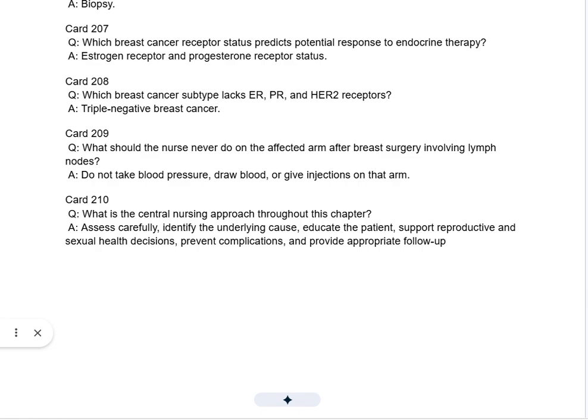Card 210Q. What is the central nursing approach throughout this chapter? A. Assess carefully, identify the underlying cause, educate the patient, support reproductive and sexual health decisions, prevent complications, and provide appropriate follow-up.